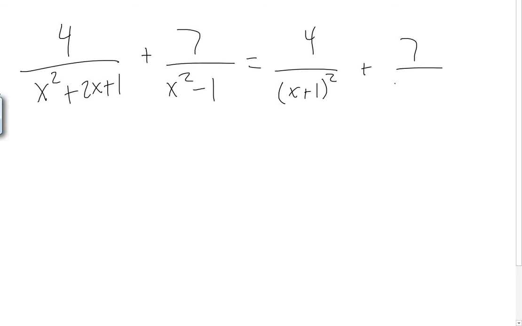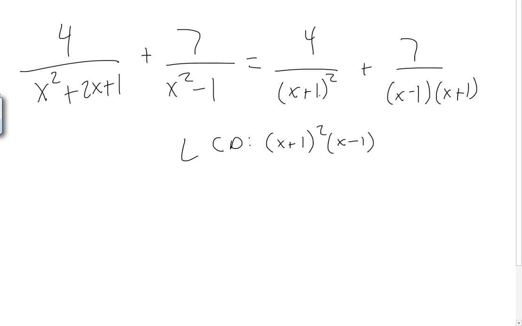On the right, I have 7 over x squared minus 1, but x squared minus 1, that's a difference of squares. It factors to be x minus 1, x plus 1. So then I see that the LCD is x plus 1 squared times x minus 1. It's the product of the unique factors with the highest power on the x plus 1. Since I only get to take 1, I would take the x plus 1 squared. All right, but as long as I know that's the LCD, then I'm in good shape. I can make two fractions with that same denominator.